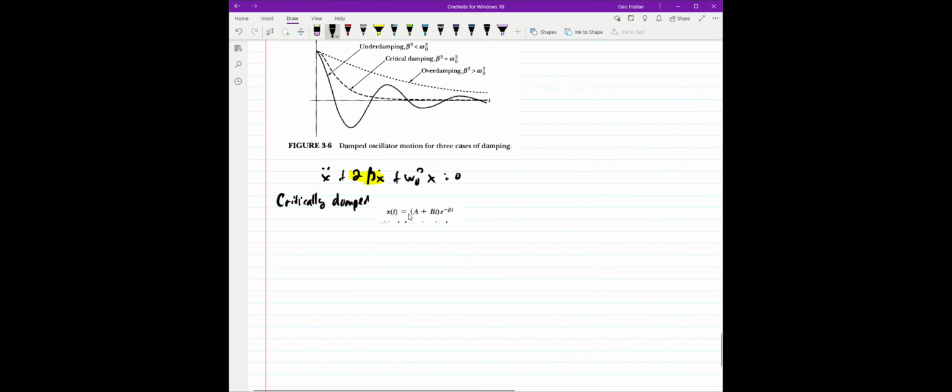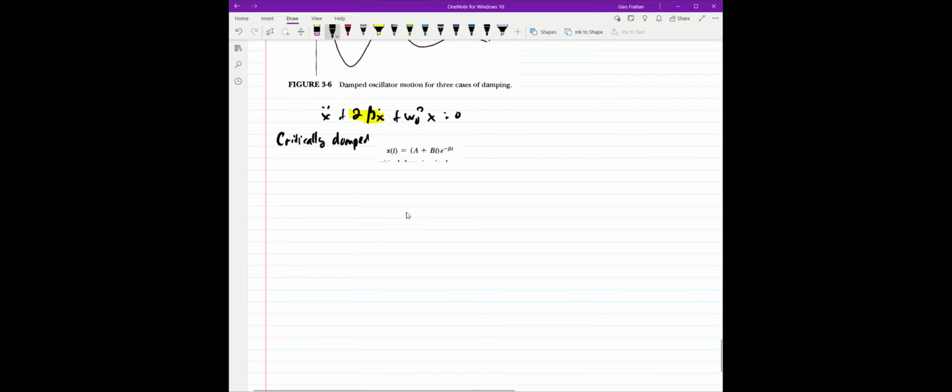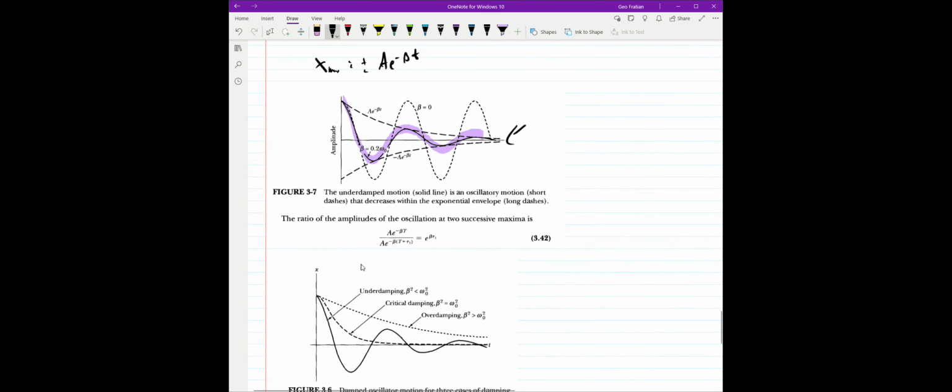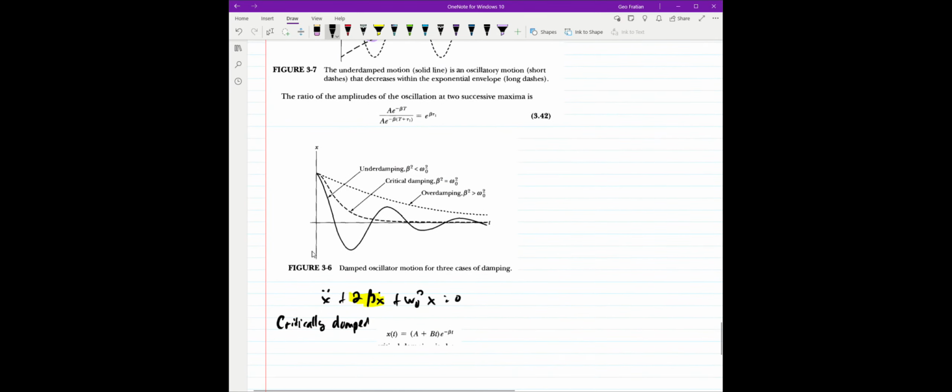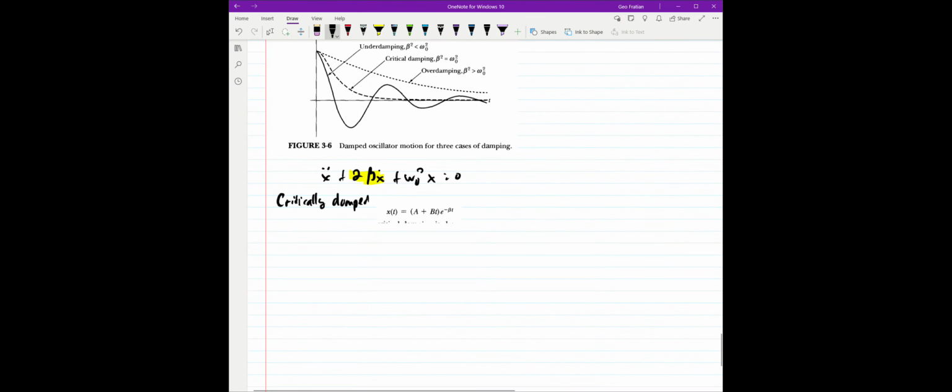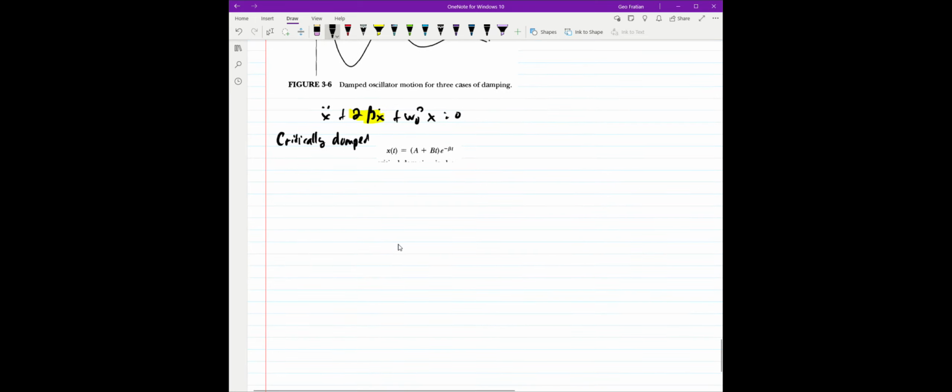Because e to the 0 is 1, right? Okay, so now that we have that, we basically see the curve right there for critical damping. It's just basically the exponential plus some constants that it does vary with time. Anyways, okay. Now, overdamped is probably more interesting.